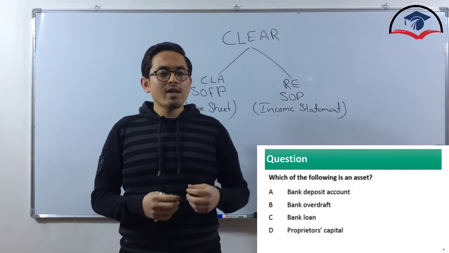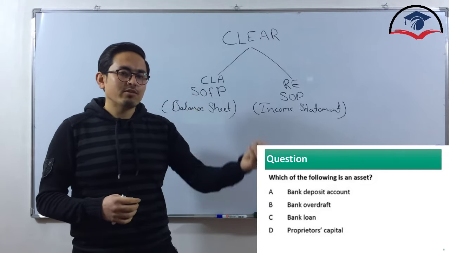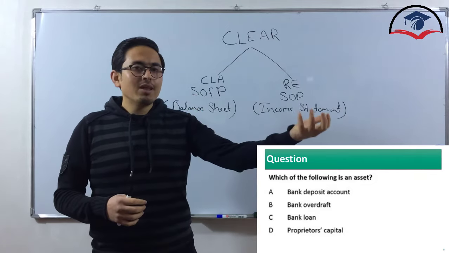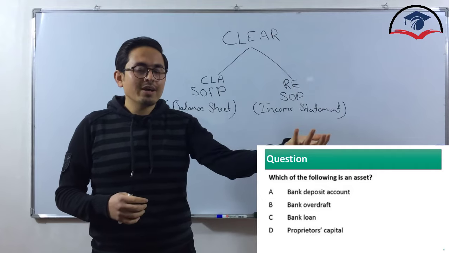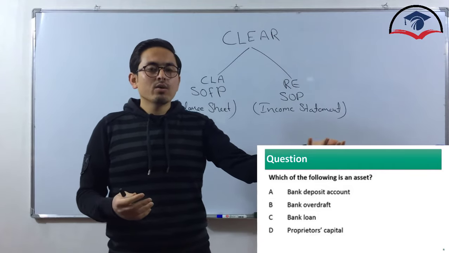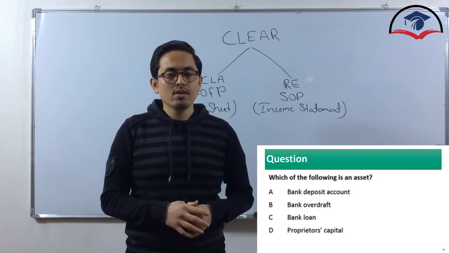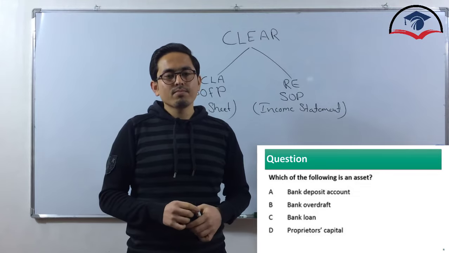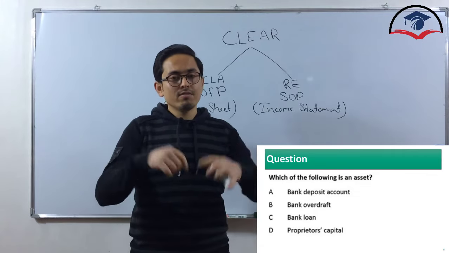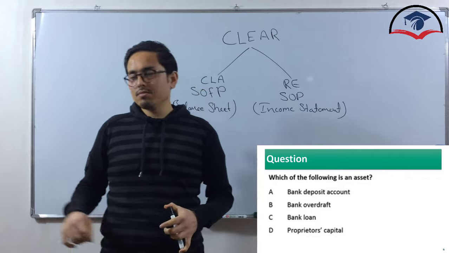So number A is the amount I have deposited in my deposit account. That's available as cash in the bank account, and it's mostly liquid and I can utilize that easily. That's why it's part of assets, and it's specifically a current asset of the business.